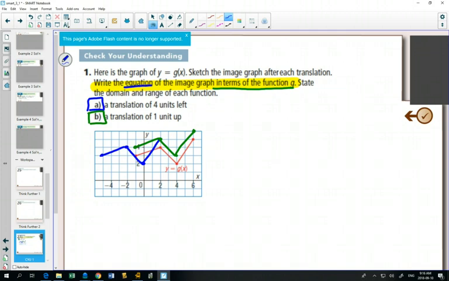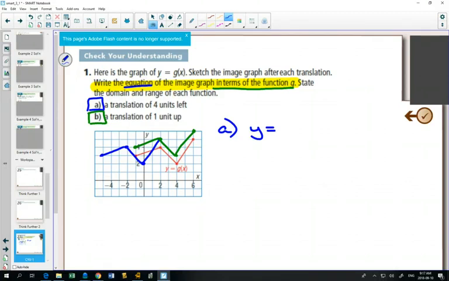An equation has an equals sign. So for A, we want to write an equation of our blue graph in terms of the function g. So because it's an equation and because it's a graph, we're going to start with y equals. And whenever something says in terms of, that means on the right-hand side of your equation, you need to have that. So when it says in terms of the function g, I need the function g on the right-hand side of my equation. Now, g of x is this red graph.